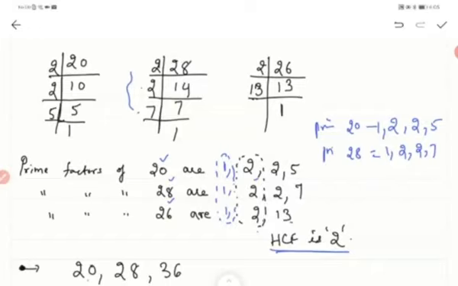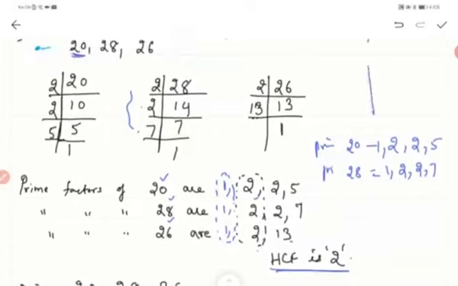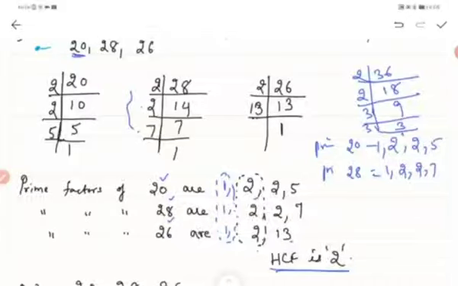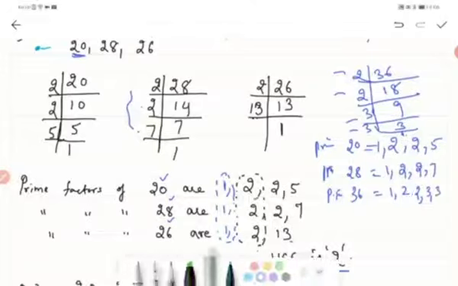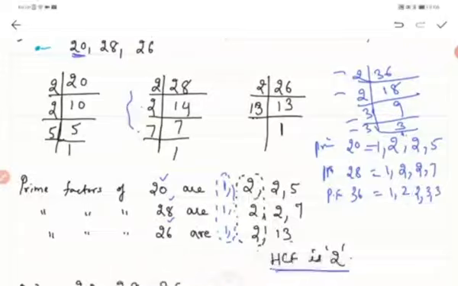Now let me get the prime factors of 36. I'll take 2 1s as 2, 2 18s as 36, 2 9s as 18, 3 3s as 9, and one more time 3. Now you remain with 1 here. So the prime factors of 36 are 1, 2, 2, 3, 3, isn't it? So these are your prime factors: 2 two times, and 3 two times.